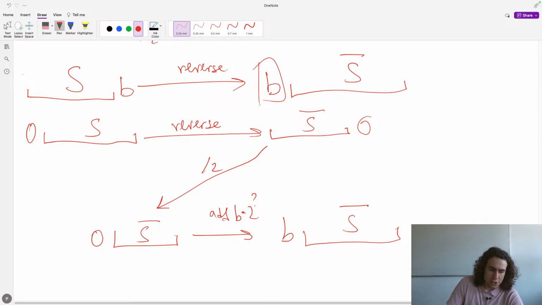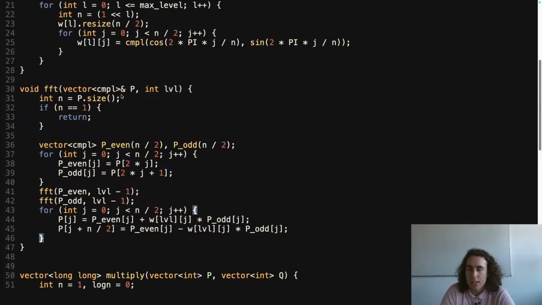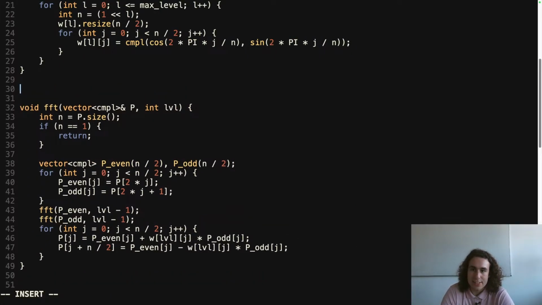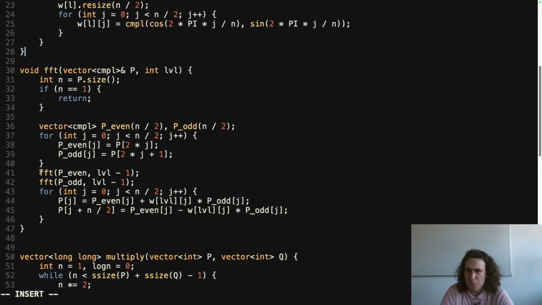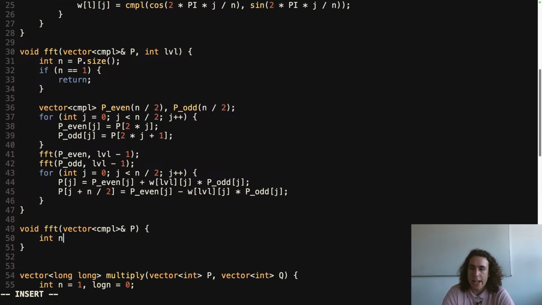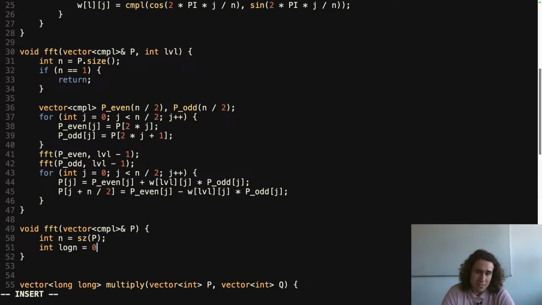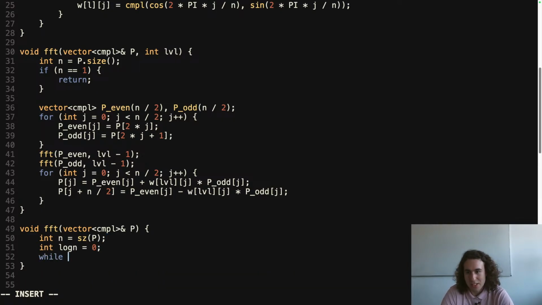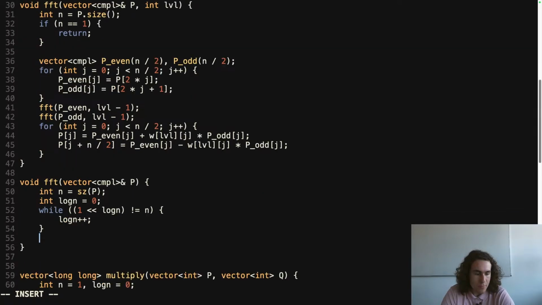Let's implement this function. It's not very complicated. So we're going to have our FFT. It's not going to have this level anymore because it's not going to be recursive anymore. Void FFT, vector of complex numbers p. We have n is the size of p. Let's calculate log n. There are multiple ways to do that, but we're going to use the simplest one. While it's not equal to n, we just increase log n by 1.